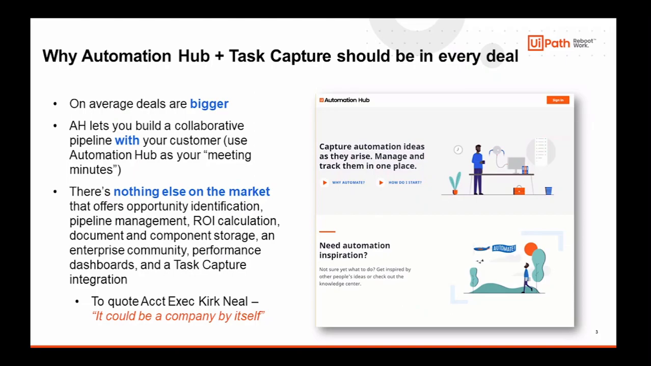And then finally, there's nothing else on the market that offers opportunity identification, pipeline management, ROI calculation, document and component storage, an enterprise community, performance dashboards, and a Task Capture integration. There's nothing else on the market that's like Automation Hub. To quote Kirk Neal, one of my favorite sales execs, he says it could be a company by itself.